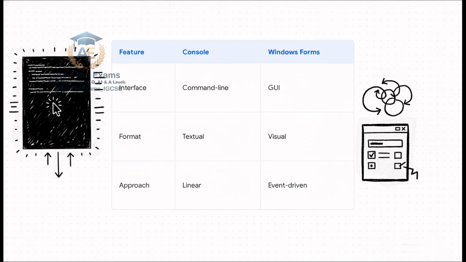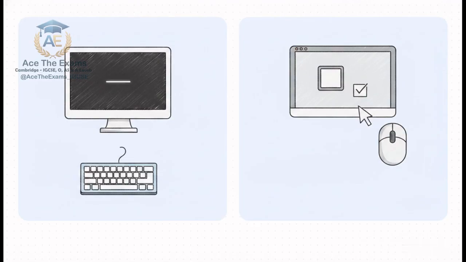Now on the right, we have the Windows Forms application. This uses a graphical user interface, or GUI. It is visually rich, featuring elements like buttons and drop-downs, and relies entirely on an event-driven approach. These are two very different ways to solve computational problems. You can really see the contrasting user experiences here. Console interaction is completely text-based.